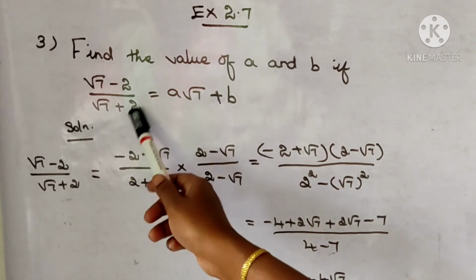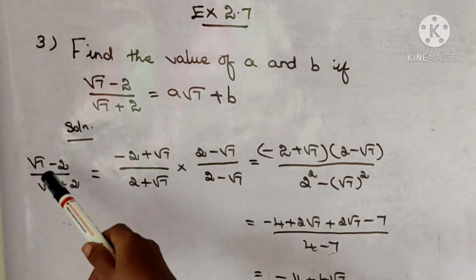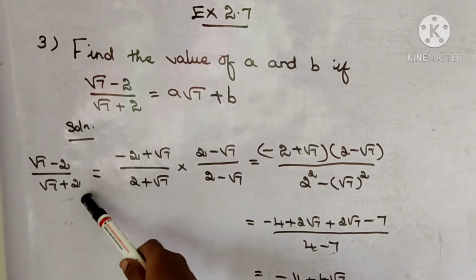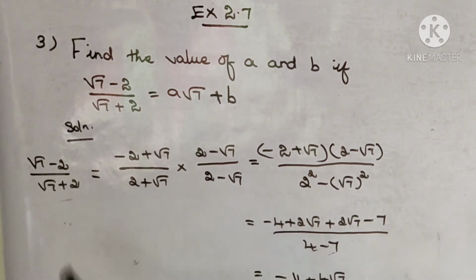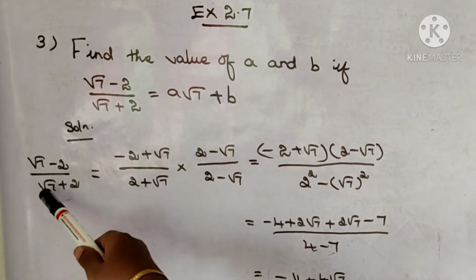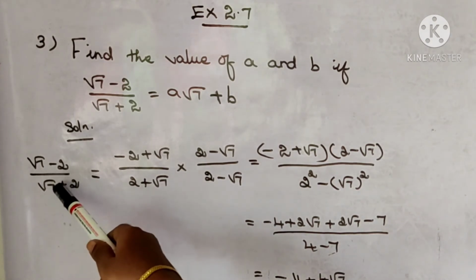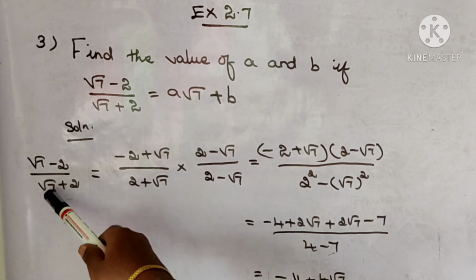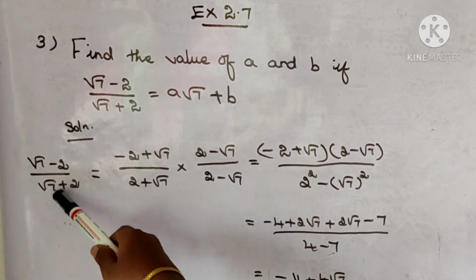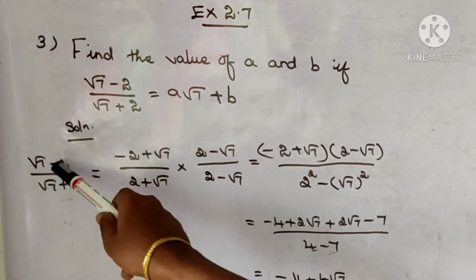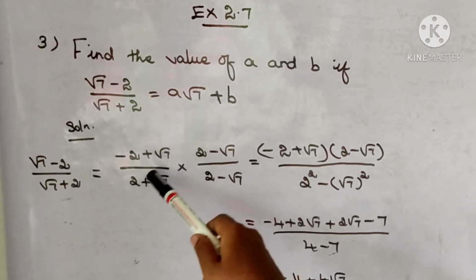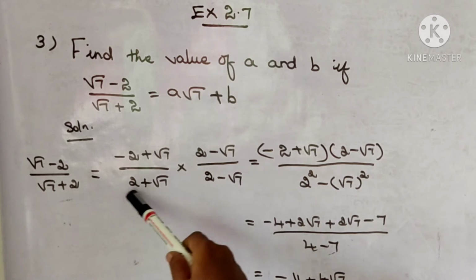So simplify the left hand side first. Root 7 minus 2 by root 7 plus 2. Listen, the root is the first term and the second term is the rational part. So we change the sign in the root. We want the conjugate, so you should change the sign in front of the root. Okay. So I will rearrange this term into minus 2 plus root 7 by the denominator 2 plus root 7.